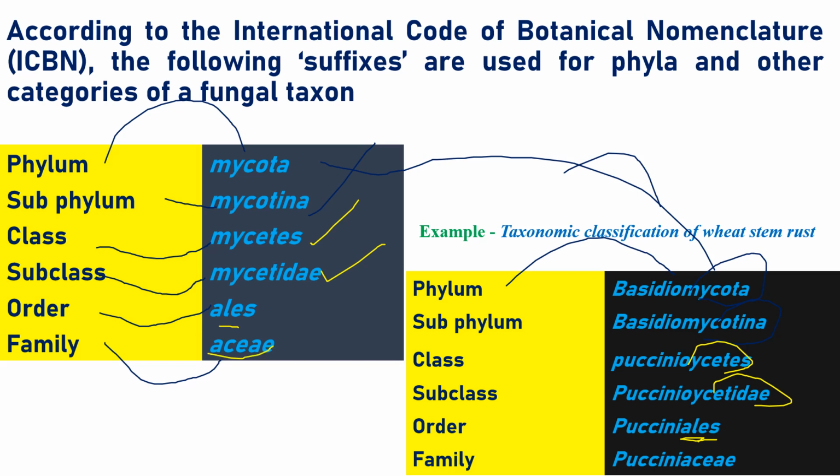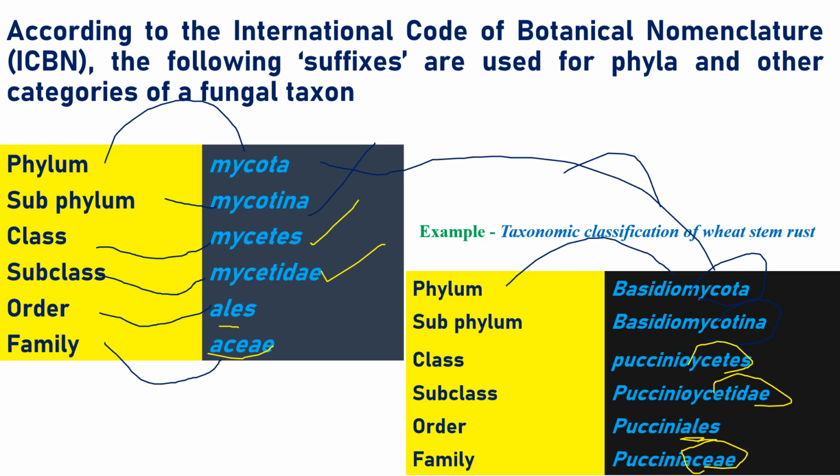We can see family Pucciniaceae generally, right? So these are the standard endings. You can take any fungi, any organism that is classified and follows the rules and regulations of the ICBN. These are all the standard endings. It is very important for the NET exam as well as various other exams.